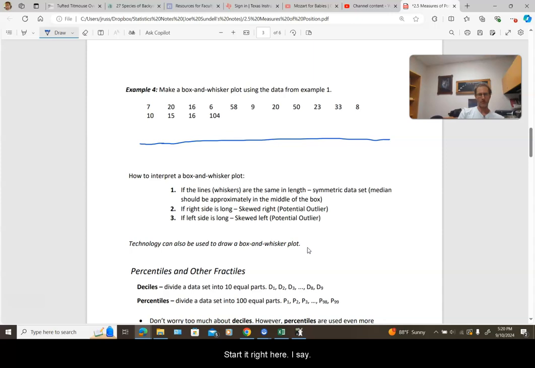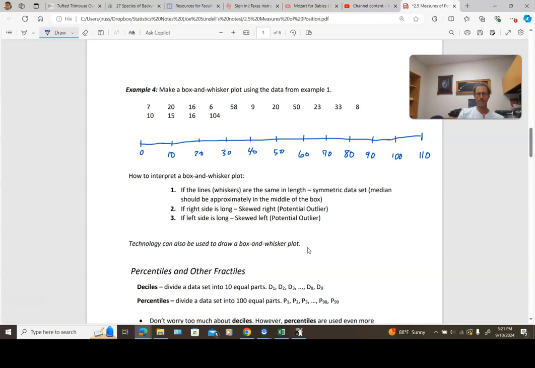I'll start it right here. I say, okay, let's let this be 0. I'm going to go in tens. This will be 10, 20, 30, 40, 50, draw this out a little bit more. Here's 100, and I'll stop right here at 110.